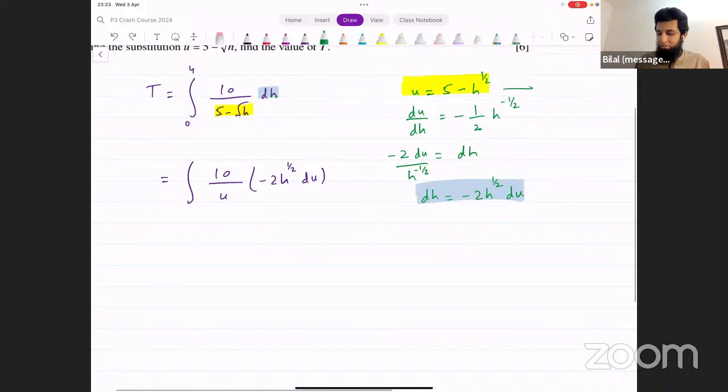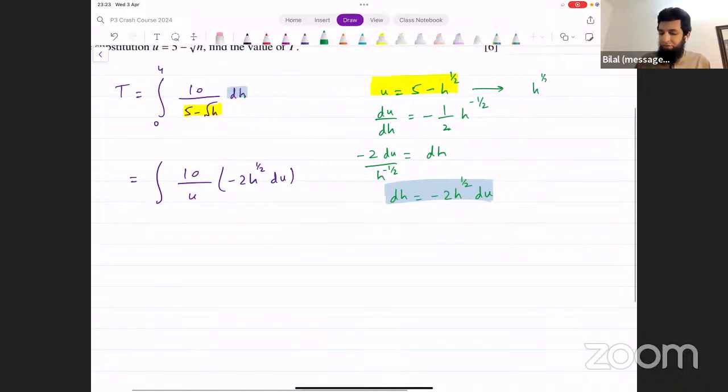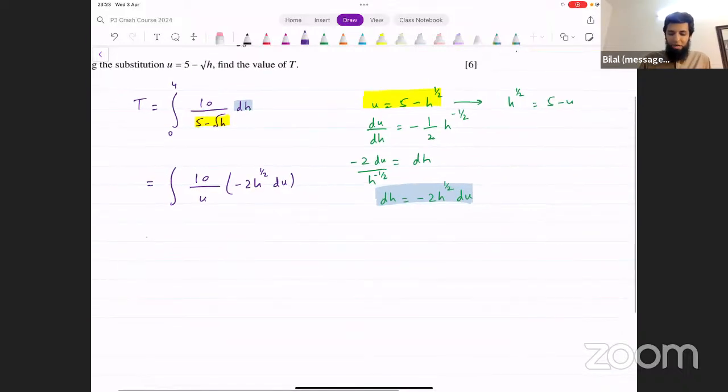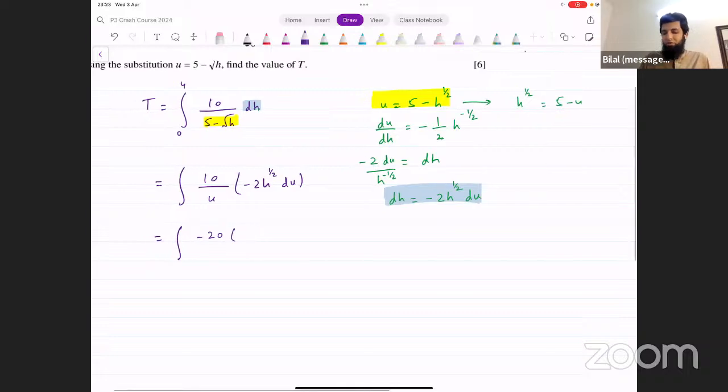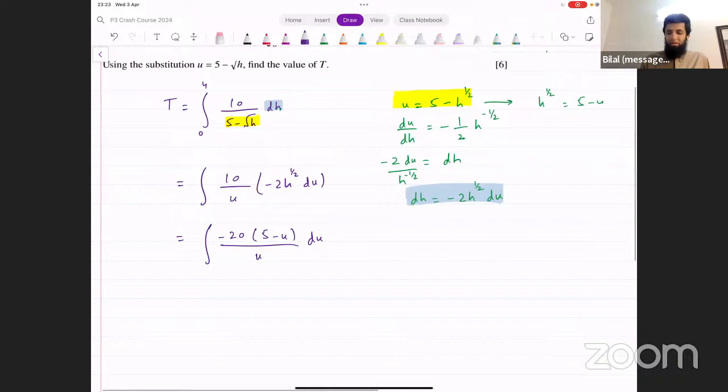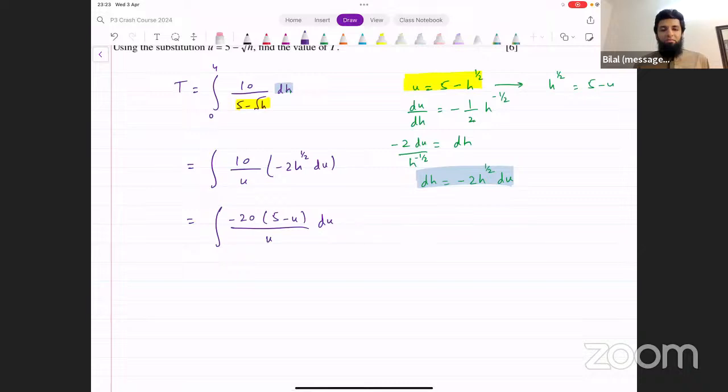How will that work? If we make h raised to the power 1 over 2 the subject here, that's going to give us 5 minus u. So this could now be written as integral of 10 into, in fact, I could just multiply this minus 2 outside to make things simpler. That's minus 20. And then what's h raised to the power 1 over 2? It is 5 minus u. In the denominator, I've got u and du here like this. This is the integral that we've got now. Make sense? Now everything is converted to u at this point.